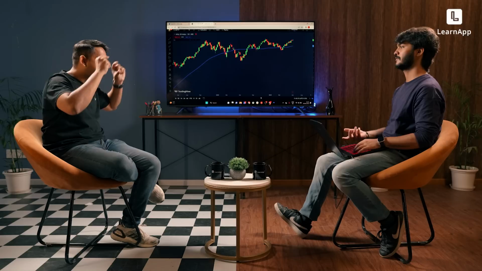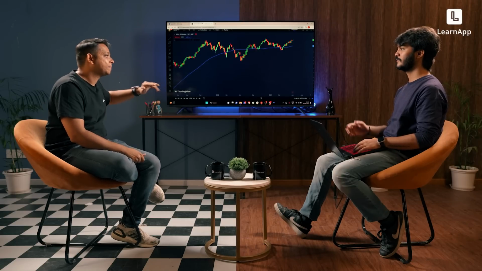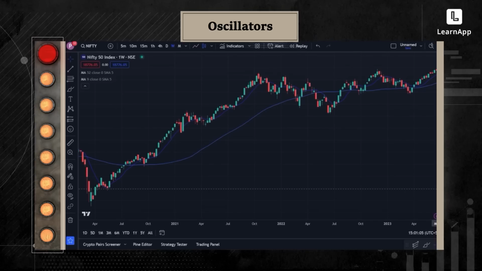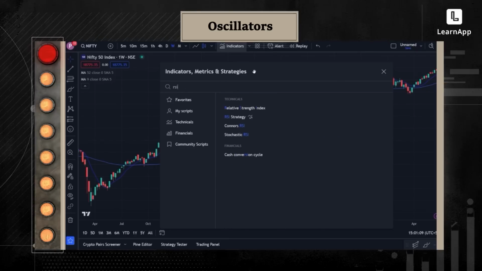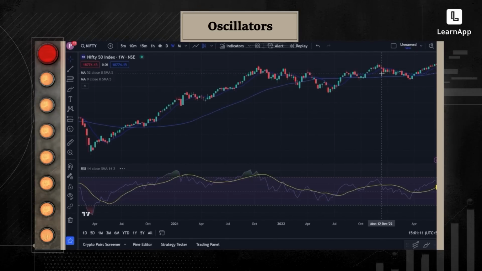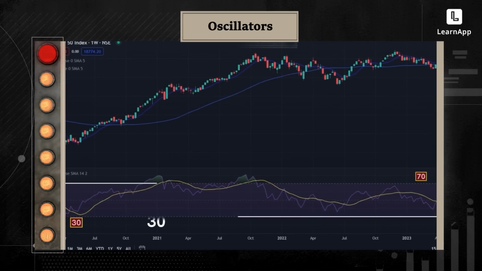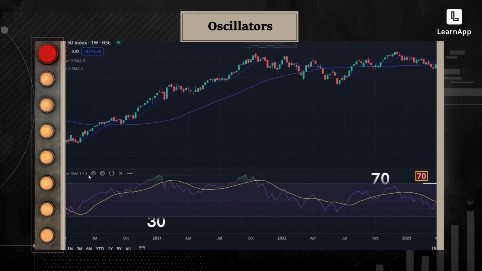There's another kind of indicator, which is not an overlay but an oscillator. It comes below. Let's just add it first. Search for RSI. As you'll notice, this RSI is moving between the lower band, that's 30, and the upper line, that's 70. So an oscillator basically oscillates between 2 numbers, 30, 70, 30, 70.